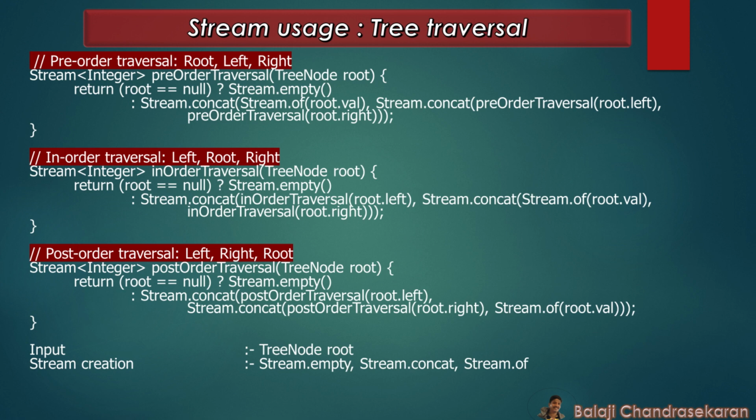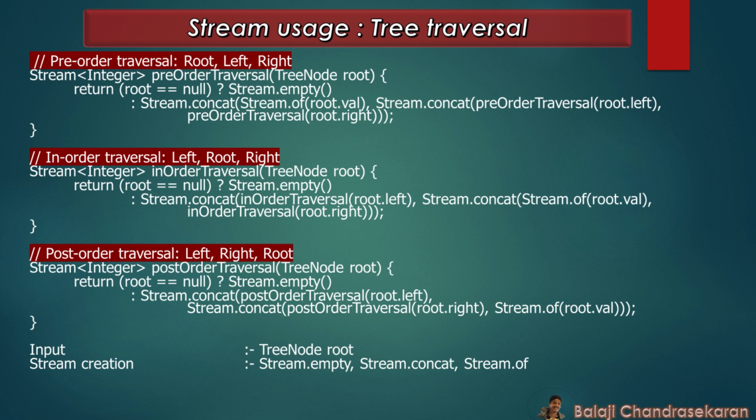I have shown here one way to traverse the tree using streams recursively, as follows. In pre-order traversal, you visit the root node first, followed by the left subtree and then the right subtree. The method recursively traverses the tree by concatenating the stream of the current node's value with the streams generated from traversing the left and right subtrees.